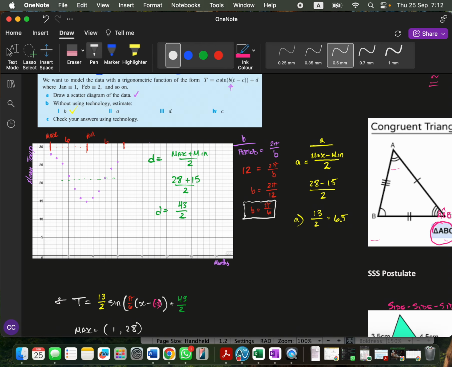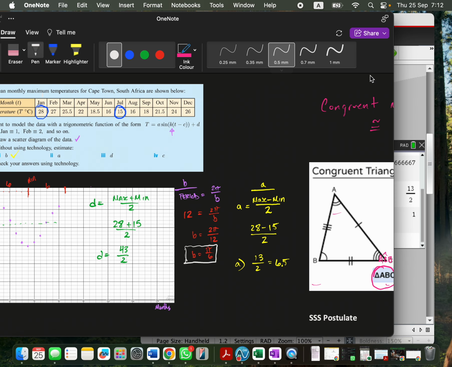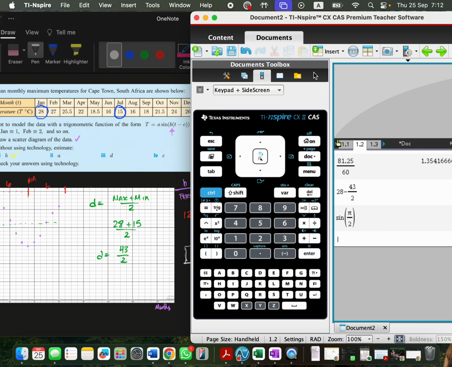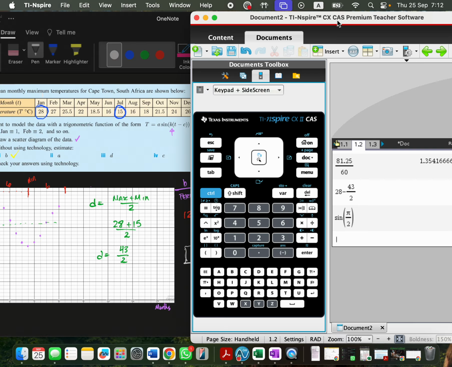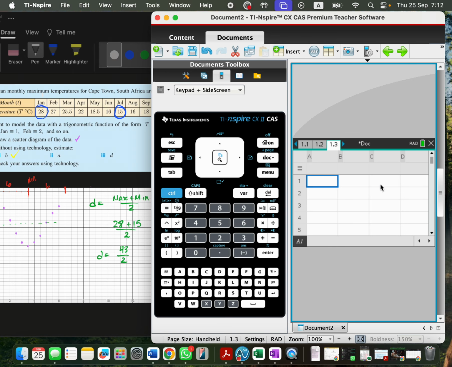Now, it asks you to check your answer using technology. We can totally do that. So in order to do that, we are going to take our calculators and I just need to resize a couple little things and this will work a lot better. All right, I'm going to take my calculator and I am going to do Control Page and I'm going to open up a list and spreadsheet. And now I'm just going to put in that data.